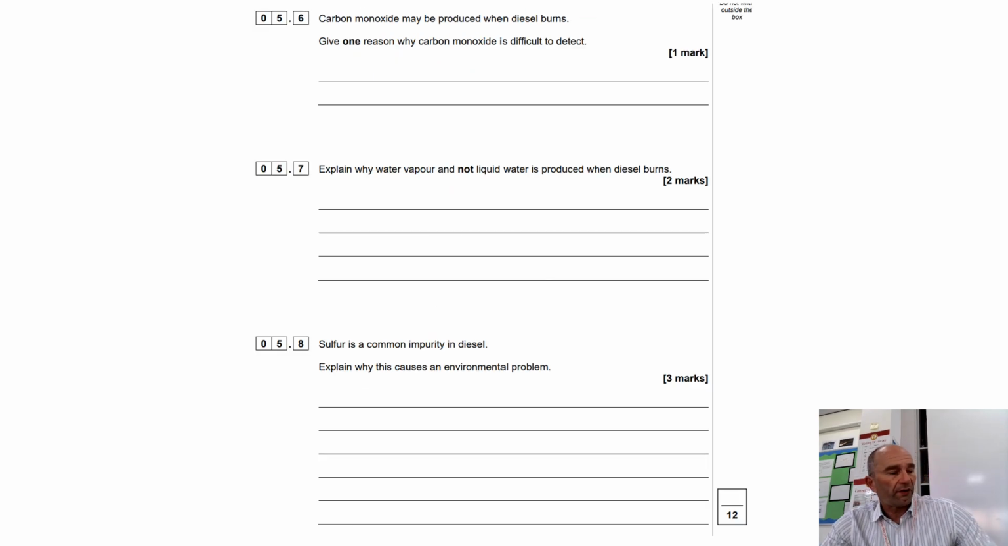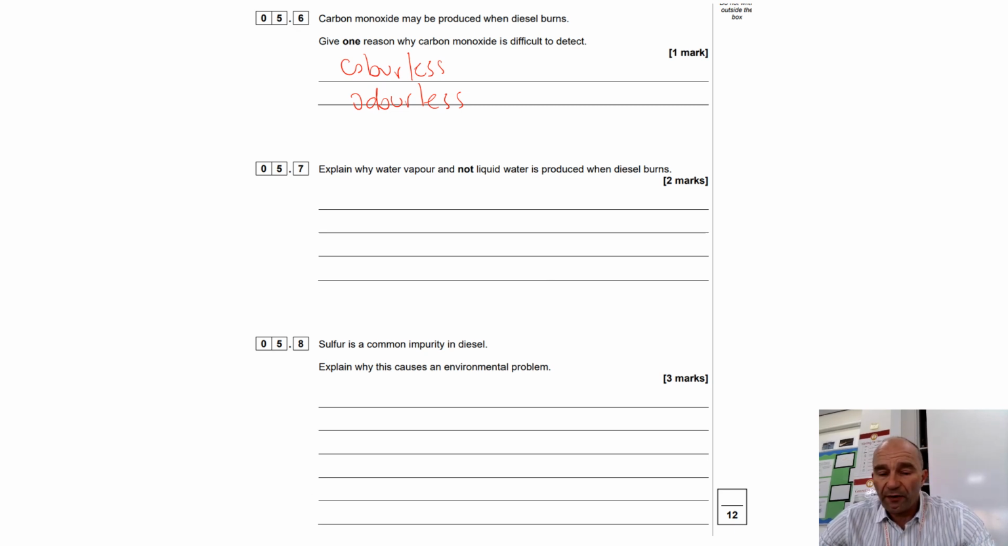Now, 5.6. Carbon monoxide may be produced when diesel burns. Give one reason why carbon monoxide is difficult to detect. This is just one of those questions you need to know. Now, carbon monoxide is toxic, but it's tricky because not only is it a colourless gas, it is also odourless, so you can't smell it. Either one of those answers would get you the mark.